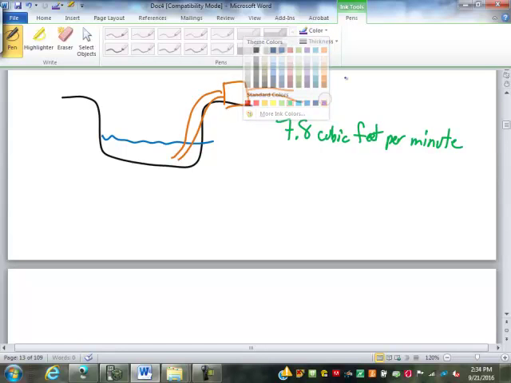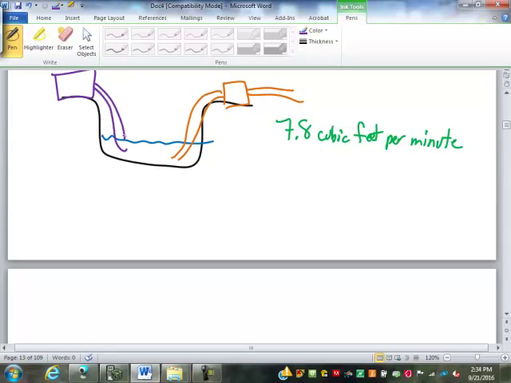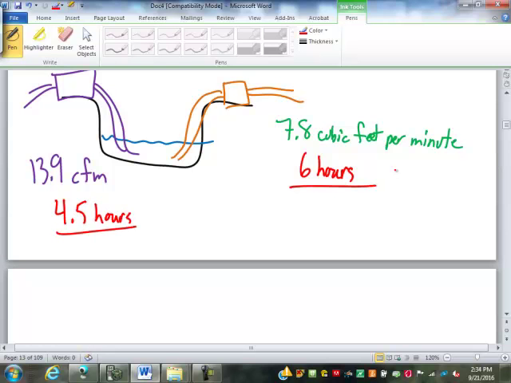After we set up our pump, we go to grab another pump that's larger. We set that one up and start pumping. That pump is capable of doing 13.9 CFM. Our first pump runs for 6 hours. Our second pump, because we had to run and get it, runs for 4.5 hours. How many cubic feet of water were in our basement?